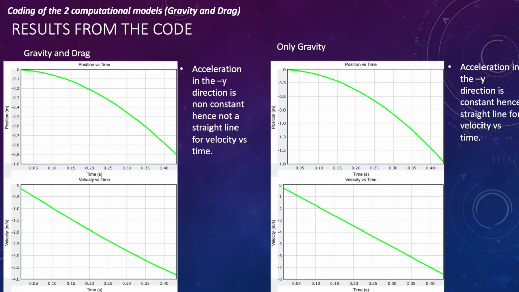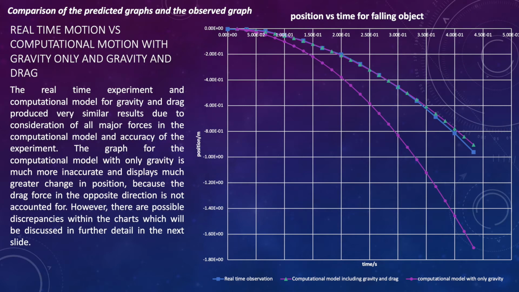For gravity and drag, acceleration in the minus y direction is non-constant, hence not a straight line for velocity versus time. Whereas for only gravity, acceleration in the minus y direction is constant, hence a straight line for velocity versus time. The position versus time graphs form a similar curved slope for both. But the distance traveled in meters by the gravity and drag graph is almost half of that of the only gravity graph. Comparison of the predicted graphs and the observed graph.